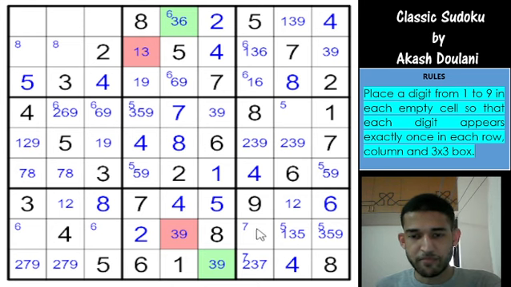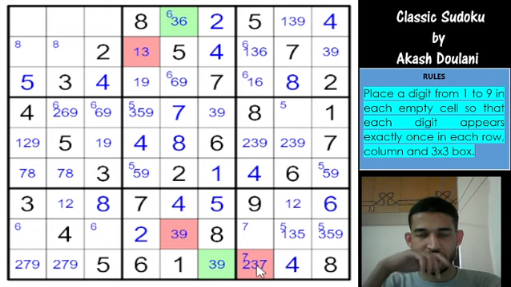Okay, so if you look at row 9 now, this is one of the polarities, which means that this has to be red because 3 has only 2 options in row 9.